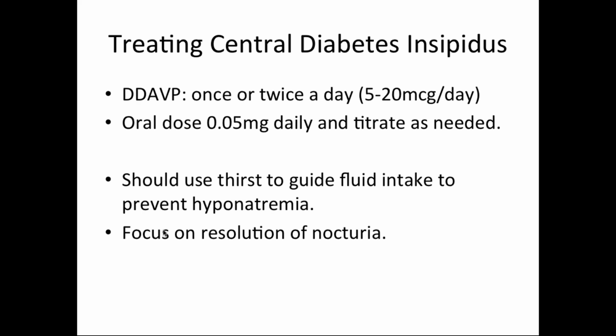You can also give it as an oral dose. The oral dose absorption is much lower, and so you can start with a 0.05 milligram daily dose and then titrate up as needed. And the goal is to focus on resolution of nocturia, and they should still use thirst to guide their fluid intake.